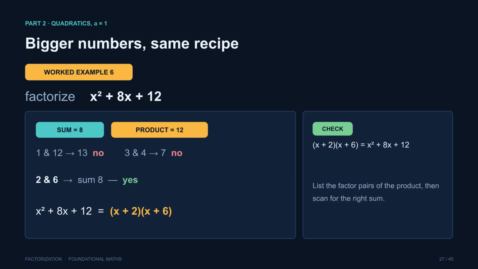Now, for x squared plus 8x plus 12. We need a sum of 8 and a product of 12. Testing the pairs, we find that 2 and 6 sum to 8. The factorization is x plus 2 times x plus 6.